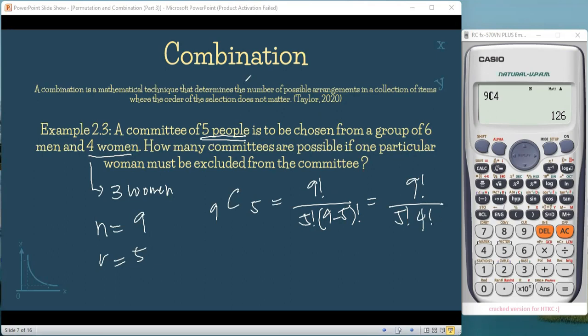So, calculator po natin. That will give us 9 factorial over 5 factorial times 4 factorial. So that will give us still 126. So check po natin kapag dire-diretsyong calculator. So that is 9 shift division sign 5, which will give us 126.